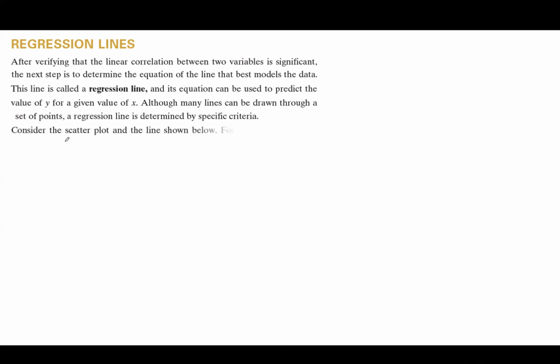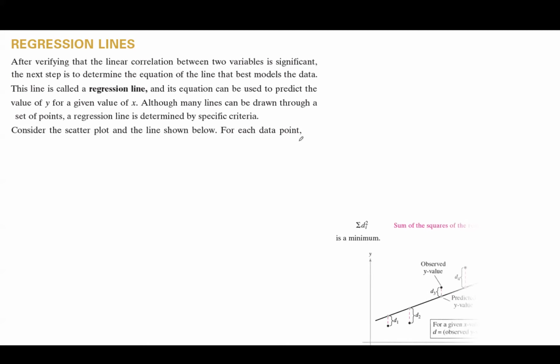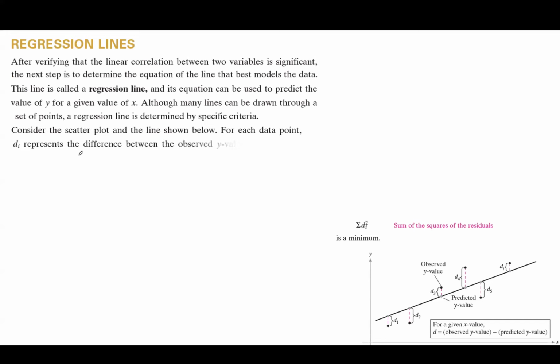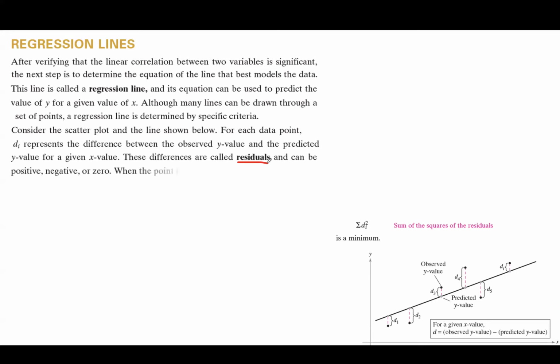Consider the scatter plot and the line shown below. For each data point, we define di, which represents the difference between the observed y value and the predicted y value. The differences are called the residuals, and they can be positive, negative, or 0.